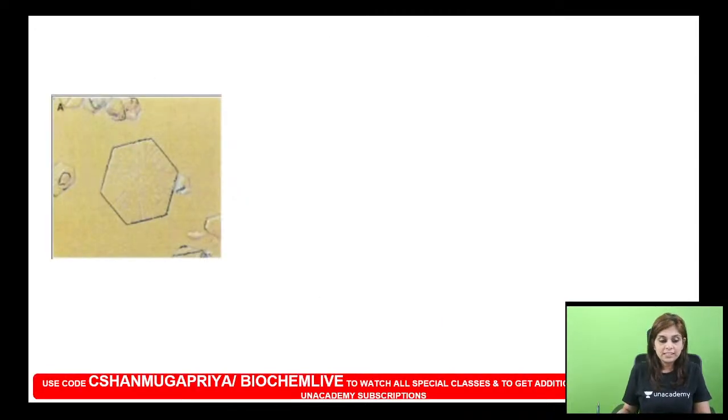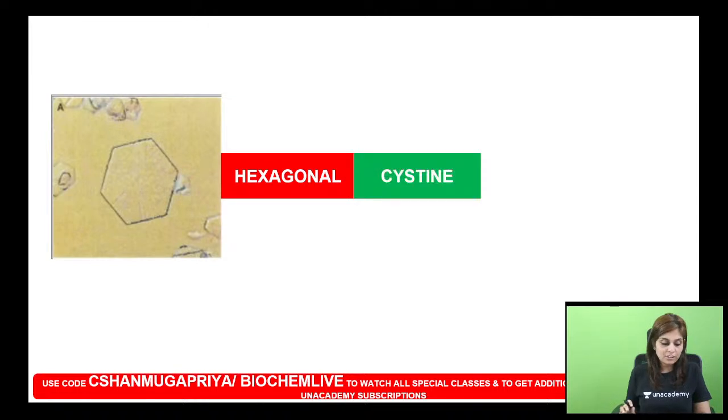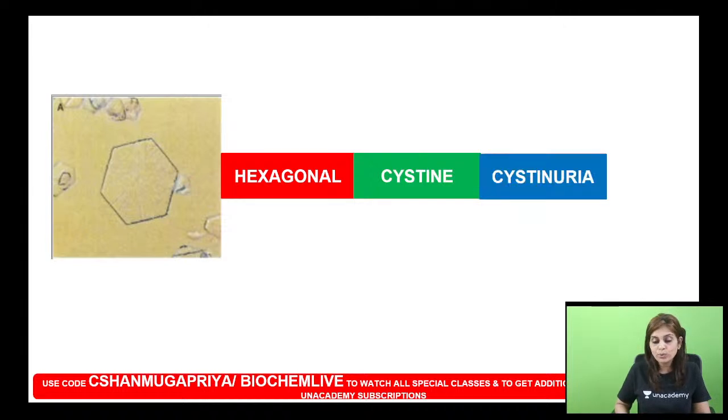So can we learn about the other forms of stones? Yeah. So describe the stone, please. How will you describe the appearance of the stone? It has got 6 sides, so it is a hexagonal stone. And hexagonal stone is a feature of cystine. Yeah, cystine stones are hexagonal. And when will you find cystine stones? Whenever there is cystinuria.